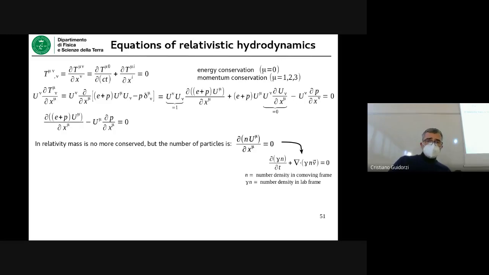This equation is Lorentz invariant, because n is a Lorentz invariant scalar. It is a density, but defined in one specific reference frame. This is a four-vector, and you know that the four-divergence is also a Lorentz invariant operation. So whenever the number of particles is conserved in one frame, it is conserved in every other inertial reference frame. So let's exploit this.